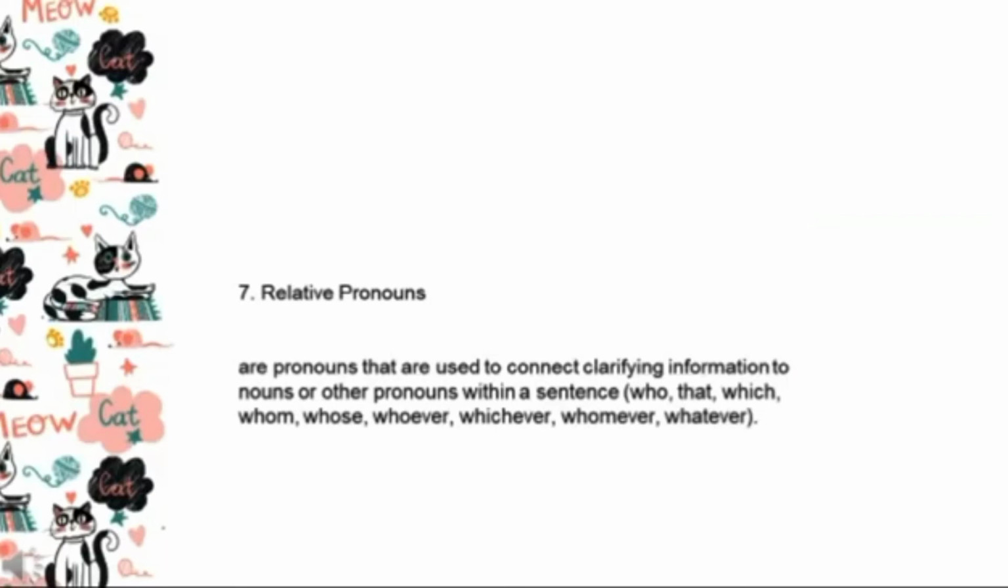The seventh is relative pronouns, which are pronouns that are used to connect clarifying information to nouns or other pronouns within a sentence: who, that, which, whom, whose, wherever, whichever, whomever, and whatever.